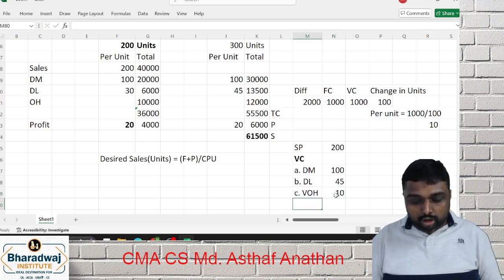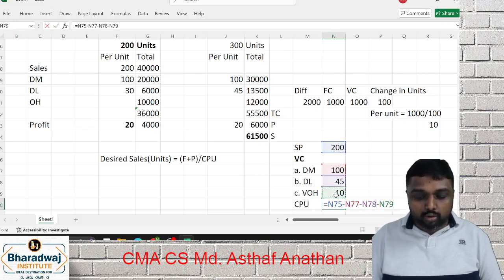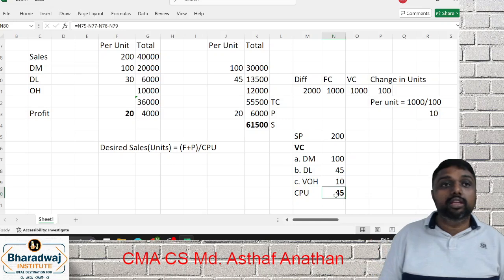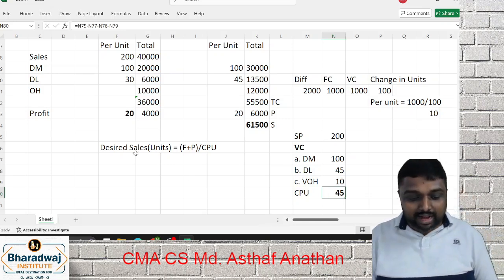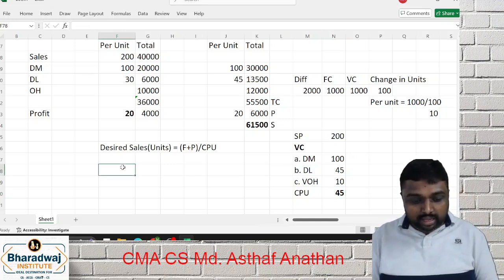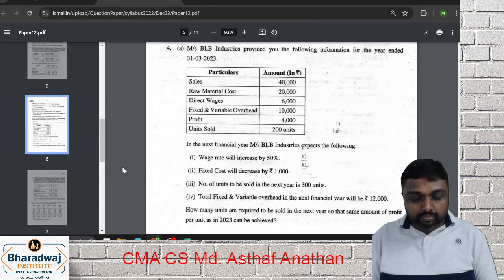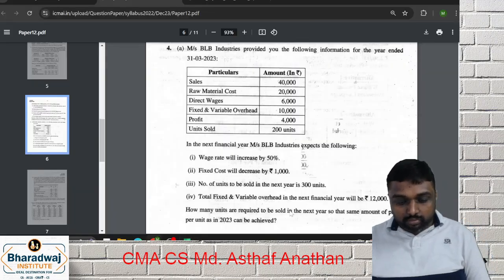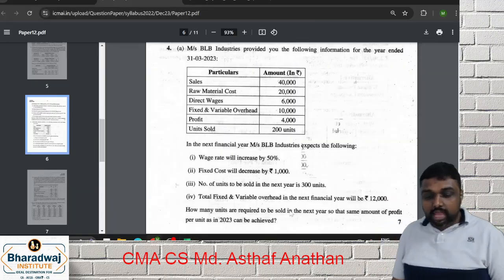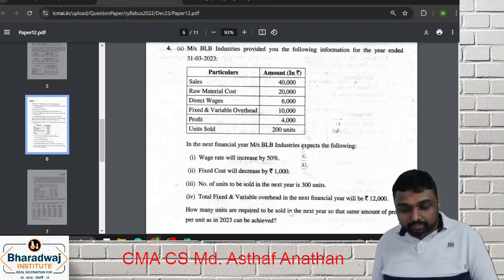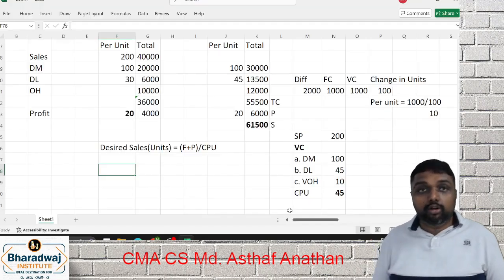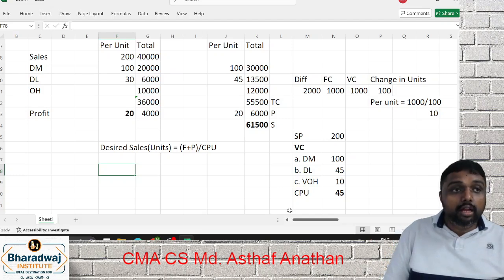You go to your contribution per unit. What is the contribution per unit? From 200, you have to reduce all the costs. Your contribution is 45. Now the answer is ready. Your desired sales is equal to, next year, the same amount of profit per unit as in the last year. So we don't know the units.